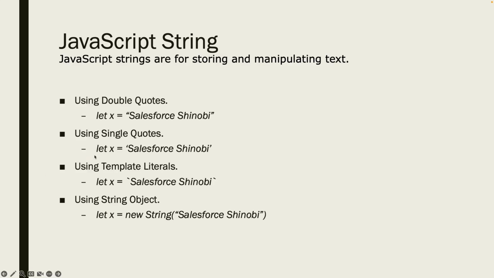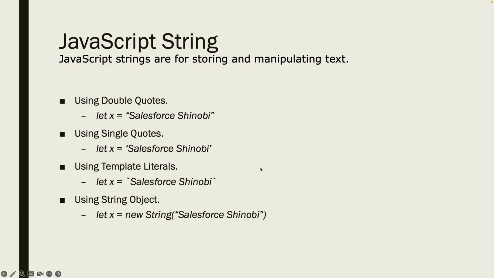So there are four ways to create a string in JavaScript. The first one is using double quotes, the second one is using single quotes, and the third one is using template literals. This is the new way to create a string in JavaScript that they have recently introduced. And the fourth way is using an object. So you can create a string object, okay, but Salesforce says do not create an object of any string, because it will slow down the execution process.